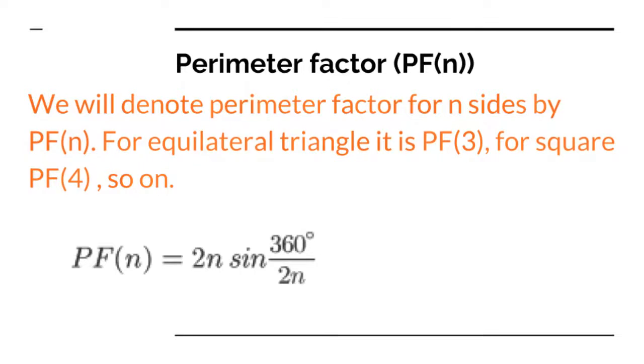Perimeter factor PFn. We'll denote the perimeter factor for n sides of a polygon by PFn. For an equilateral triangle it is PF3, for a square it is PF4, and so on. PFn is equal to 2n sine 360 degrees by 2n.